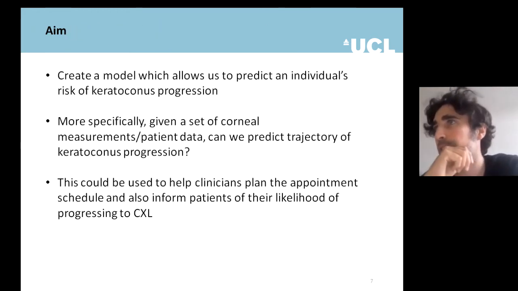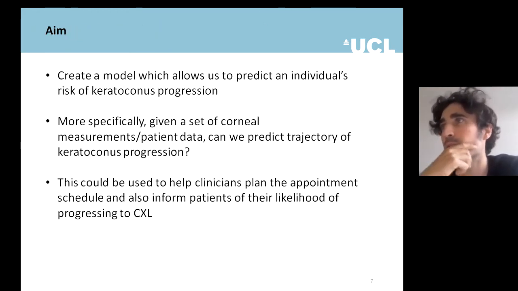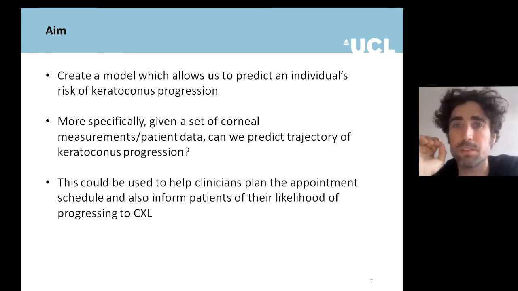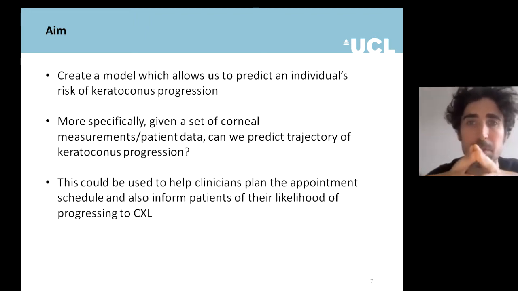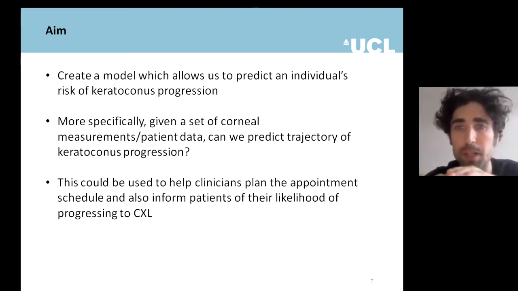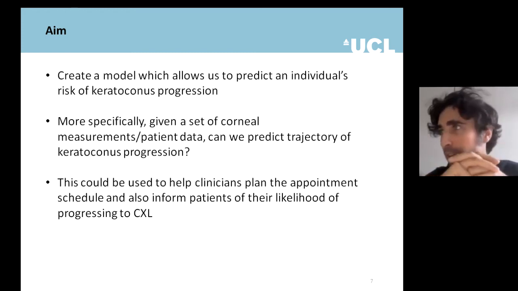So the aim of this research was to create a model which allows us to predict an individual's risk of keratoconus progression. More specifically, if at their first appointment we have a patient that turns up and they've got a certain set of corneal measurements and we've got their age and other things, can we predict the trajectory of their progression? This could be useful to help clinicians plan the appointment schedule, and also I think it could help inform patients of their likelihood of progressing to cross-linking.